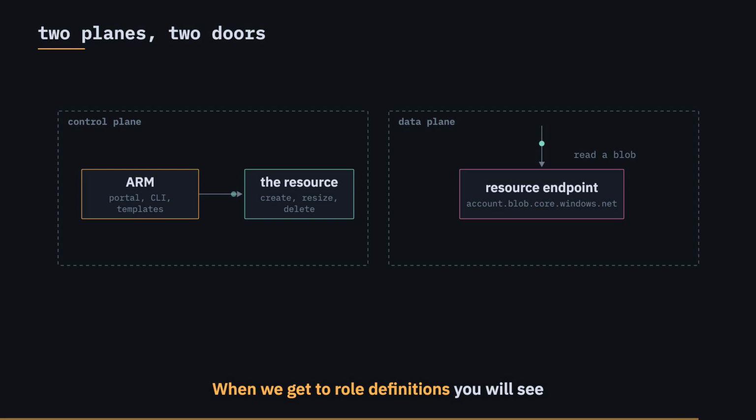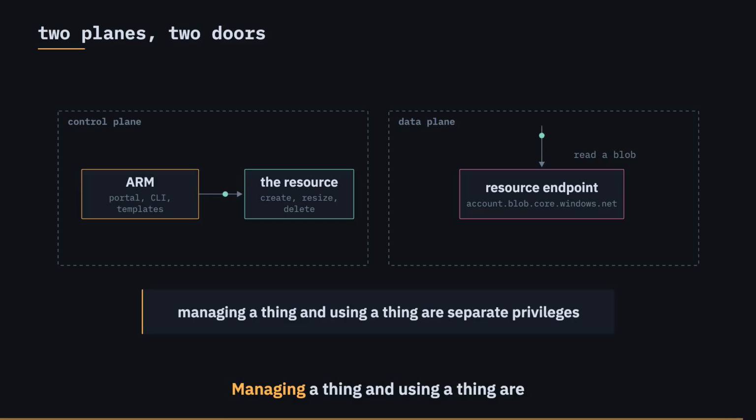When we get to role definitions, you will see it written down as 2 separate lists, actions for the control plane and data actions for the data plane. And when we reach storage security at the end of this video, the whole chapter is really about who guards the data plane door. Keep the 2 doors in mind. Managing a thing and using a thing are separate privileges in Azure.